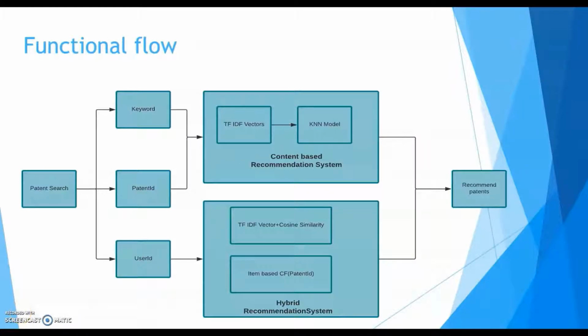Thanks, Ritika. Hi guys, I'm Prachi and I'll be talking about the functional flow of our patent recommendation system. As you can see from the diagram, for a patent search, we have provided three options to the user: keyword search, patent ID search, and user ID search.